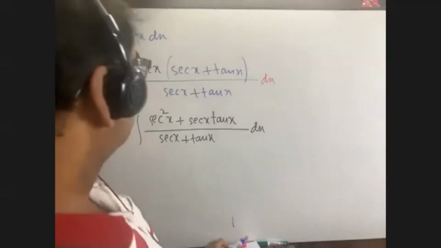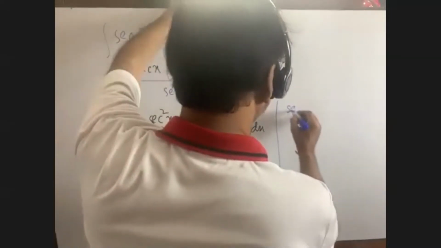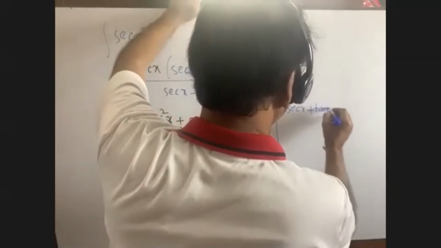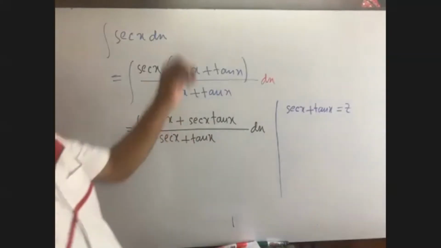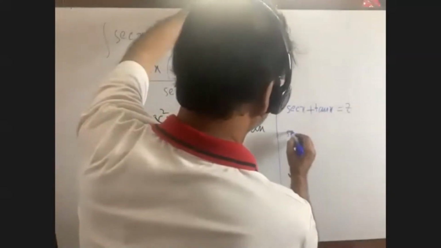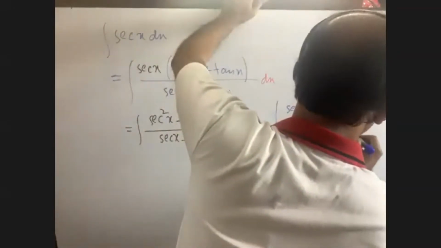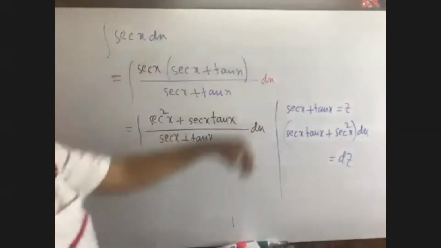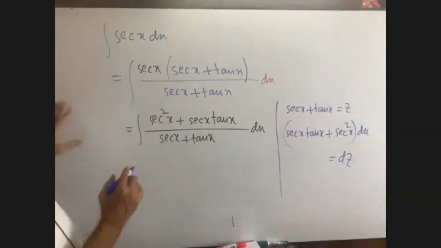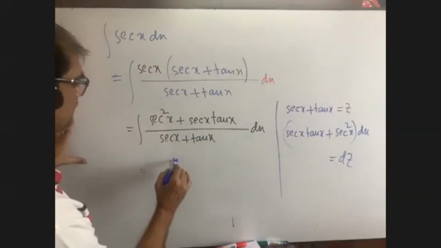Now suppose the denominator, let sec x plus tan x be equal to z. Now differentiate it. The derivative of sec x is sec x tan x, and the derivative of tan x is sec square x. So (sec x tan x plus sec square x) dx is equal to dz. Have you seen? Actually, we are getting the numerator as dz, so it is only dz by z.